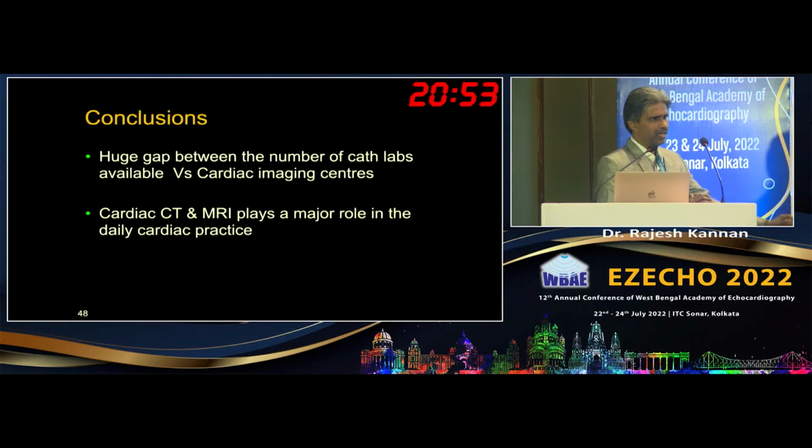So in conclusion, I can say that there is a huge gap between the number of cath labs which are available in the country versus the cardiac imaging centers, and we should not say that it is not available. If you can push your radiologist to attend some of our conferences, like IAC conferences, where they can easily learn these things. And currently a lot of centers have 1.5 Tesla MRI and the 64 slice scanner. It's now widely available. The only thing that we need is expertise.